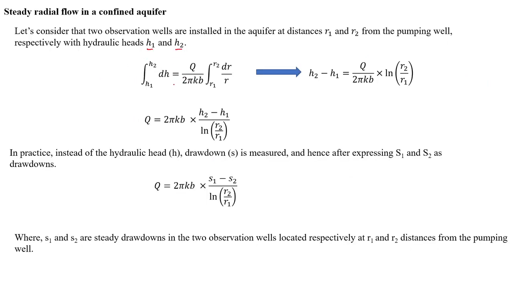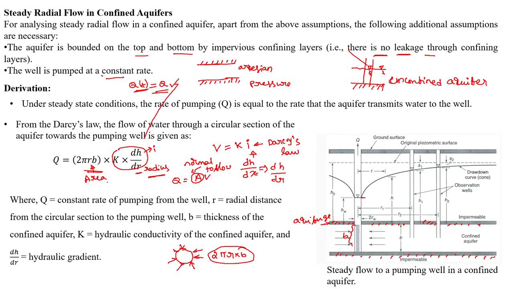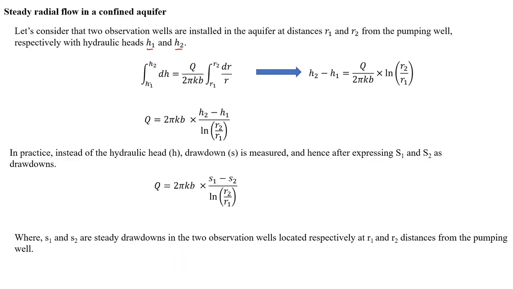Now let's reshuffle the terms of this equation, because we would like to estimate Q. We know that Q equals 2 pi r into b into k into dh by dr. But what is the problem? We don't know the head equation.